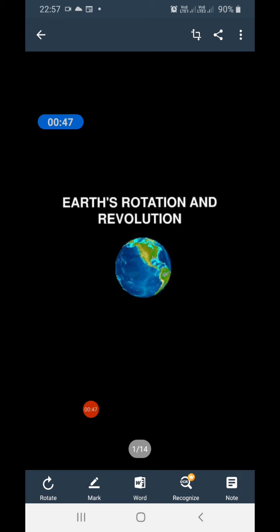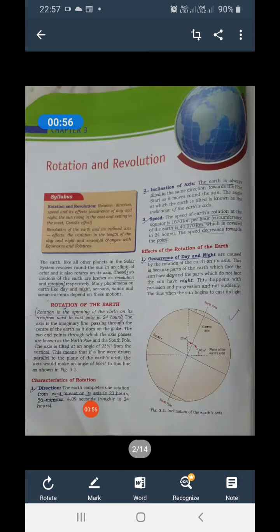And today I will be teaching you chapter 3, that is Earth's rotation and revolution. Now, in the beginning, you will see that there is a syllabus given and we will stick to this syllabus. I have uploaded the pages of the chapter for you to follow while I'm explaining. So, let me start explaining the chapter.